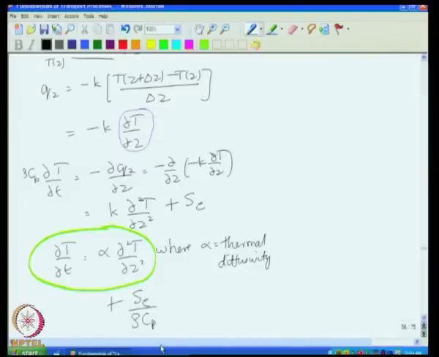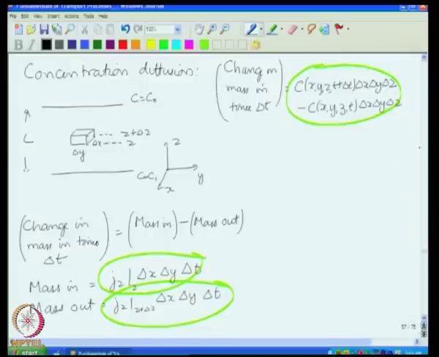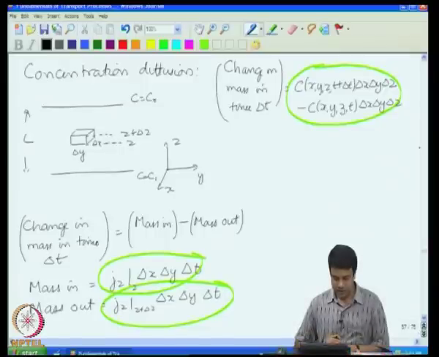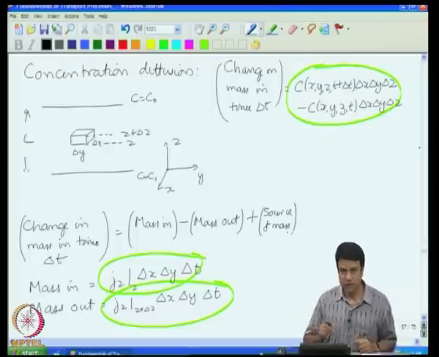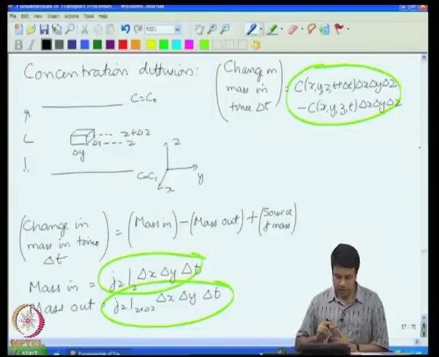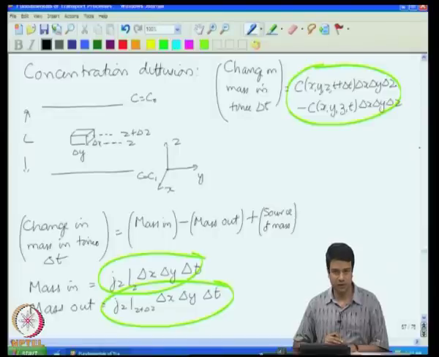Now, similar source terms will appear in the mass balance equation as well. So, for example, in this particular case, change in mass in time delta t is equal to mass in minus mass out plus the source. If the species whose concentration is given by C is produced in a reaction, this source will be positive. If it is consumed in a reaction, this source will be negative. So, this is an additional source of mass that also comes into the mass conservation equation.